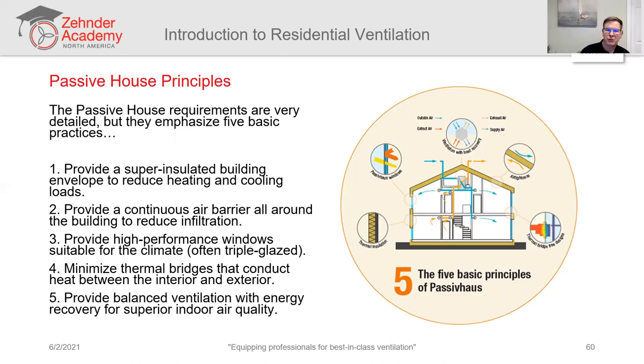Passive house principles, just real quickly: super insulated building envelope, continuous air barrier, so they're minimizing air leakage. So you've got good thermal value, you've got good air control, so no leakage, no infiltration, exfiltration, or very, very minimal. High performance windows, so you're eliminating the heat loss and heat gain through windows, or minimizing it, I should say. And then you're minimizing thermal bridges around the building, points, construction details where energy tends to leak in or out just through thermal bridges. And then the fifth point is providing balanced ventilation that has energy recovery. So passive houses are usually achieving very high indoor air quality.